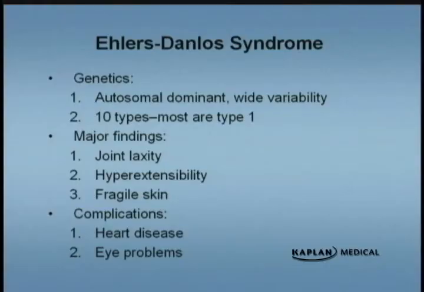The major findings here are also joint laxity and hyperextensibility and fragile skin. Very poor wound healing is noted. Some babies with Ehlers-Danlos are born prematurely, and that could be the first sign of this friability of the tissue. Patients with Ehlers-Danlos also tend to have heart disease and eye problems. Both Ehlers-Danlos and Marfan's do not go along with mental retardation. They tend to have normal mentation.